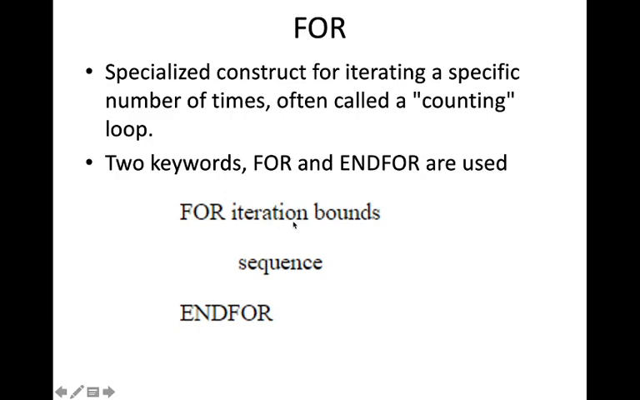This iteration bound will specify, for example, for all months, maybe 12 months are there. For all months, repeat this sequence. So for the first month, the sequence will be executed. Like that, it will keep repeating, 12 times.